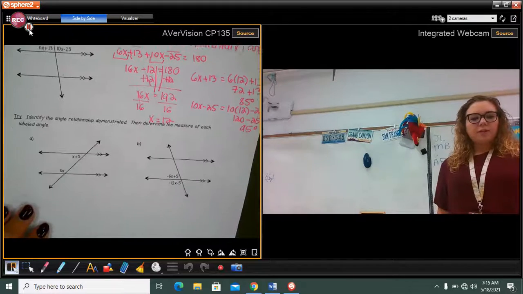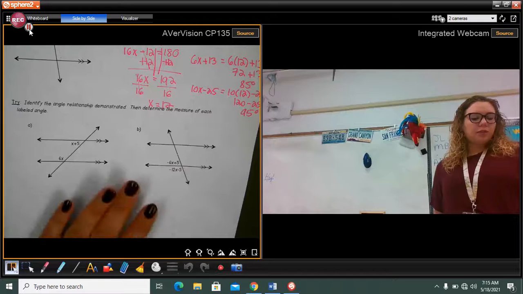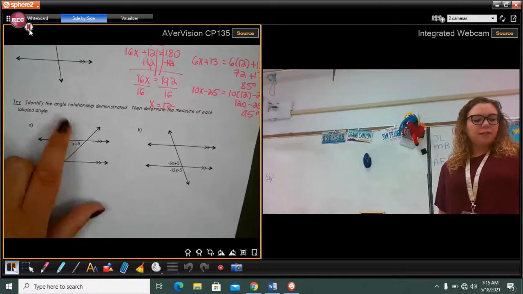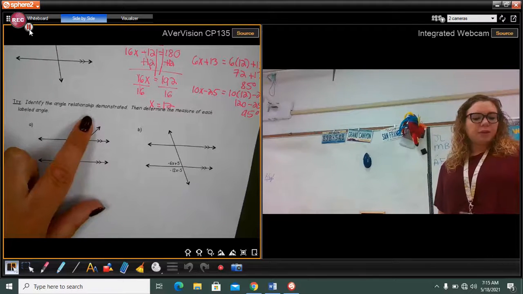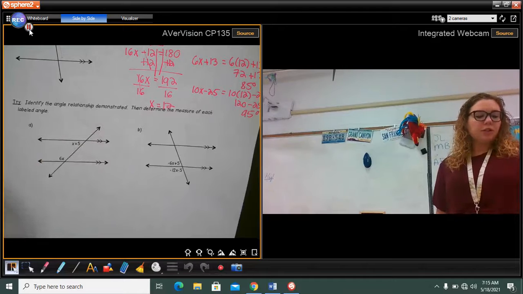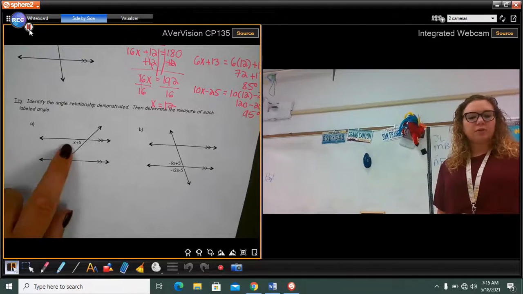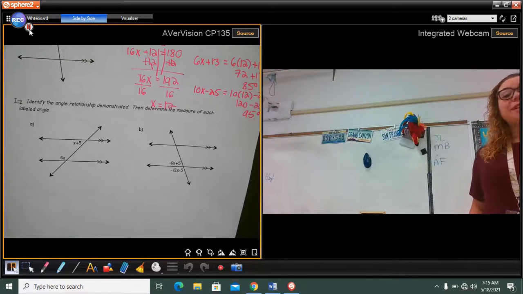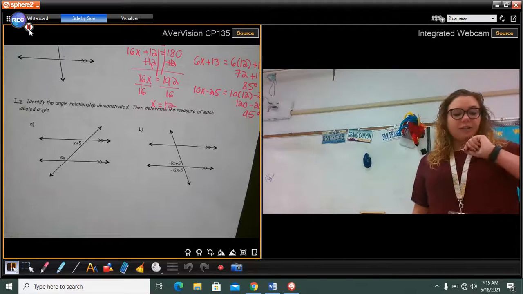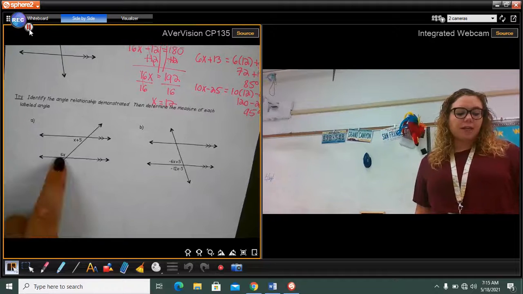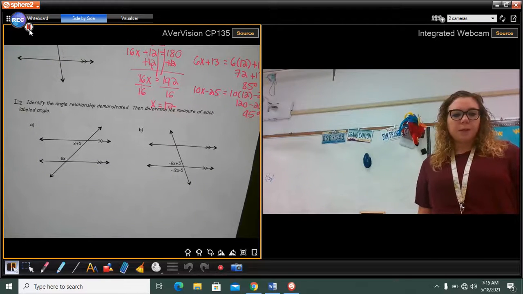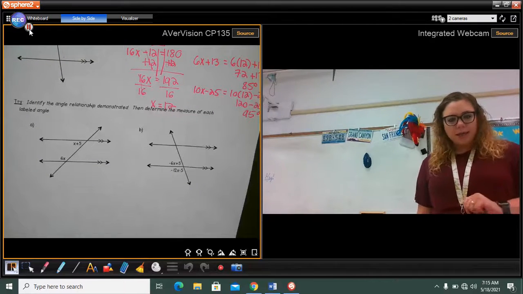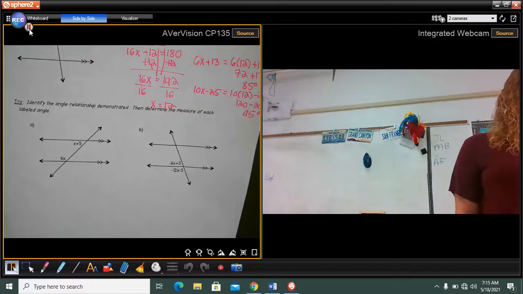So I want you to pause the video and do these two problems. They want you to identify the relationship. Then they want you to determine the measure of each angle. But before you can determine the measure of each angle, you need to solve for x and then plug x back into the equation. Okay? So go ahead, pause it, and come back for your solution.